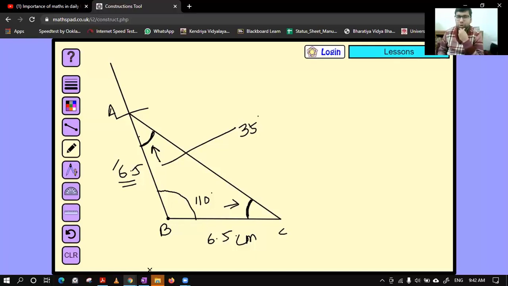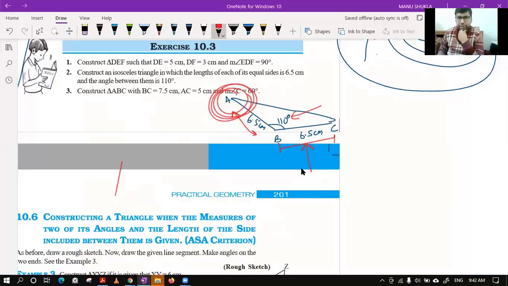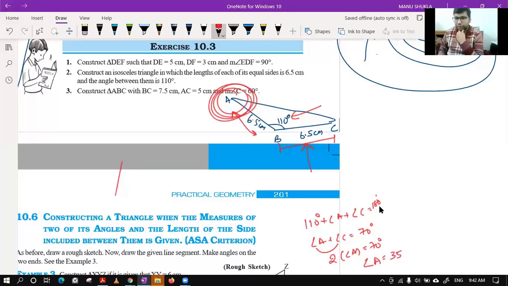Okay, it is correct because we all know if this angle is unknown, we can say 110 degree plus angle A plus angle C is equal to 180. And if you solve, angle A plus angle C is equal to 180 minus 110, that is 70 degree. These two are same, so twice angle A is equal to 70 degree and angle A is equal to 35 degree. This way we can find.